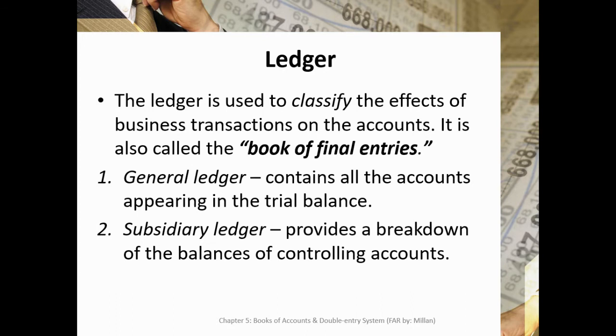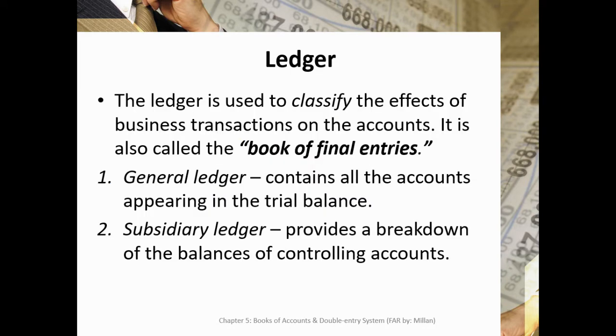So there are two kinds of ledgers. So it can be classified into the following. Pwedeng general ledger or subsidiary ledger. So general ledger contains all the accounts appearing in the trial balance, and a subsidiary ledger provides a breakdown of the balances of controlling accounts.